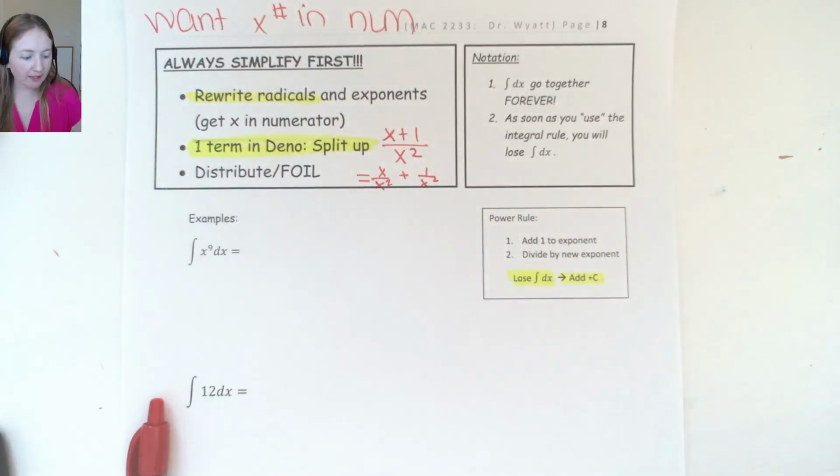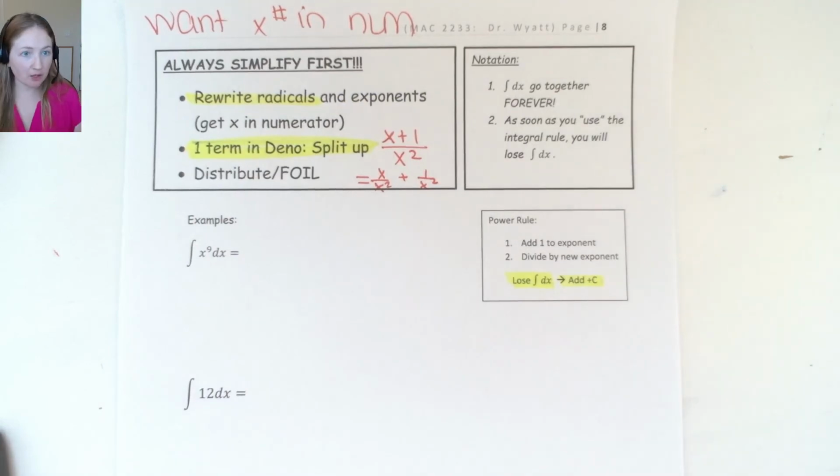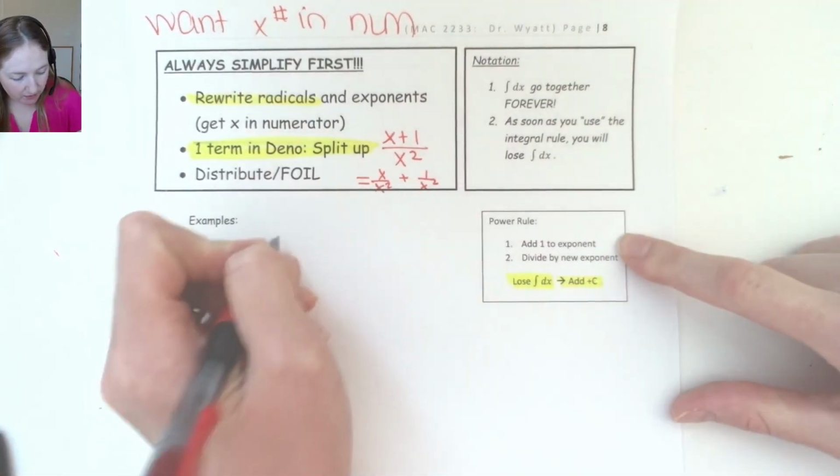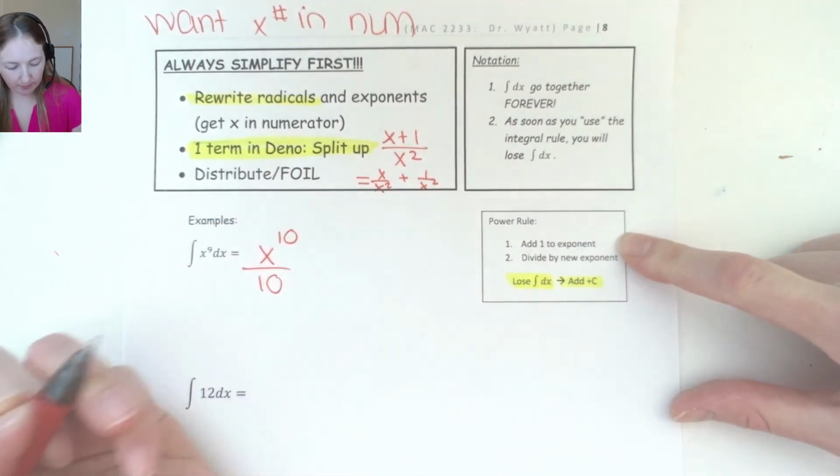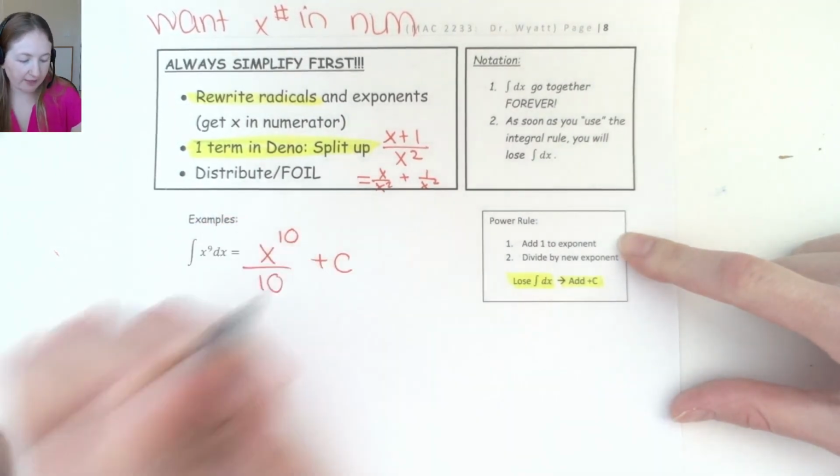So if you're looking at this x to the ninth, that's ready to go. It has that x to a number in the numerator, so we will simply add 1 to the exponent and then divide by the new exponent. And then of course add the plus c.